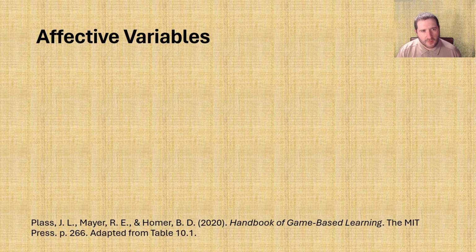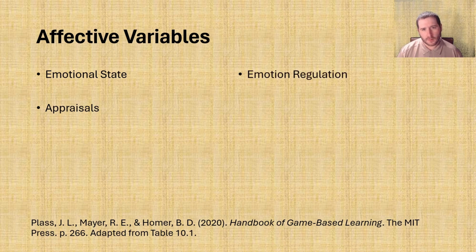And in some cases, we might look at affective variables in games. Okay, these are variables tied to the user's emotional state. Things like appraisals or what they value, their ability to regulate emotions, or even maybe the learner's general attitude about a topic or the game itself or an idea. Right? These are all things that might be assessed in a game and used in various ways.